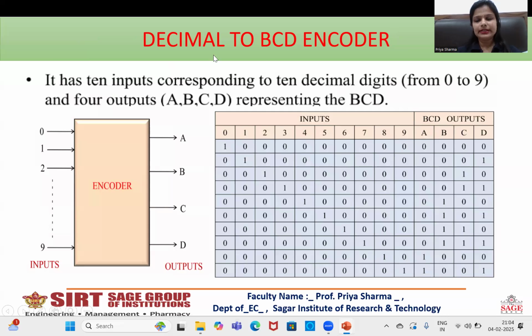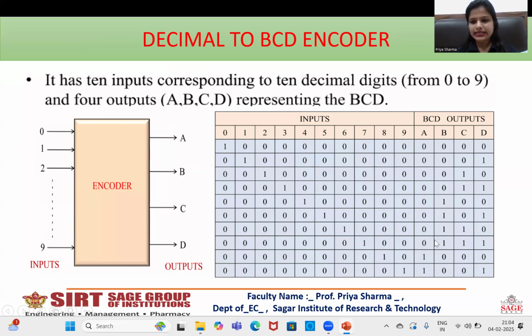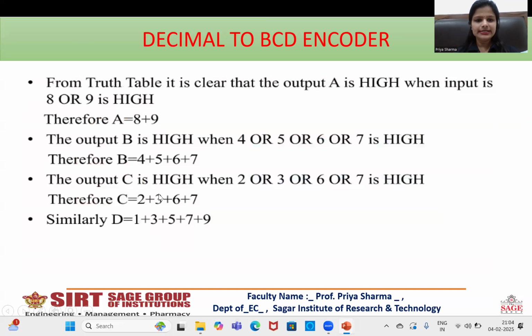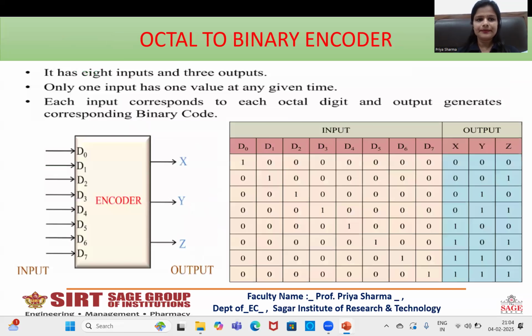Similarly, for the decimal to BCD encoder, as we know that BCD has a total of 10 decimal digits ranging from 0 to 9, it will have 4 outputs A, B, C, D and 9 inputs. These are the 9 inputs and 4 outputs. From the truth table we can see that A is high at positions 8 and 9, B is high at positions 4, 5, 6 and 7, C is high at 2, 3, 6, 7 and D is high at 1, 3, 5, 7 and 9. It can be realized using this logic circuit.